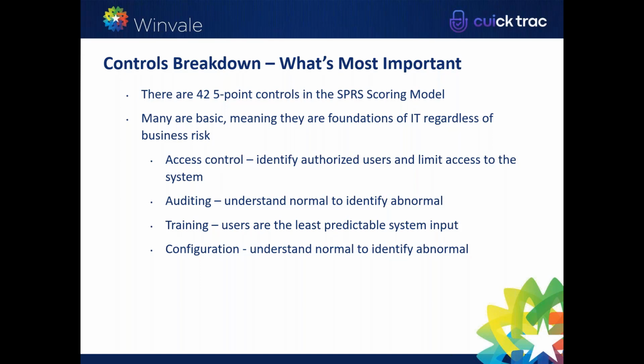They're 5-point controls, but today we're focused on level 3, so we're not going to get into that as much. But many of these controls are basic, so they're things that you should be doing regardless of whether you have DoD contracts, right? Things like access control, things like having a firewall, some things around physical security and personnel security.